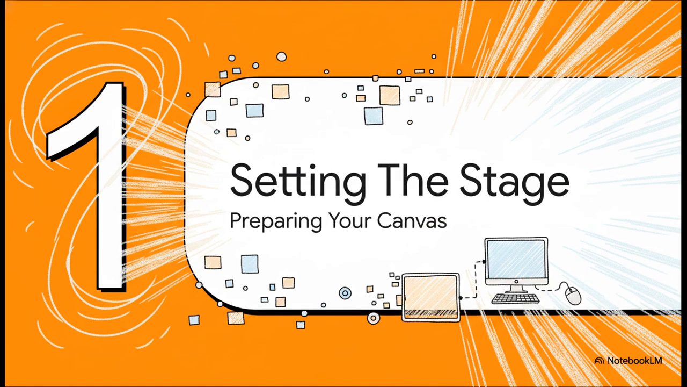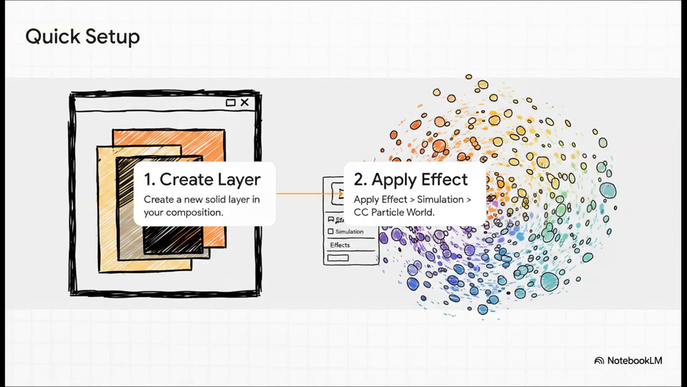Before we get to all the fun creative stuff, we just have to set the stage, prepare our digital canvas. But don't worry, this is going to be super quick. We're talking just a couple of clicks. So first things first, just create a new solid layer in your composition. This is basically what the effect is going to live on. Now, with that new layer selected, you just head up to your effects menu, find the simulation category, and drop on CC Particle World. And just like that, you've got a working particle system.